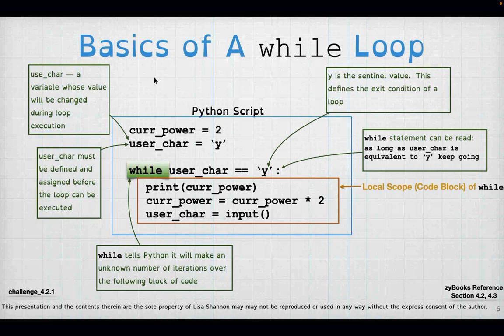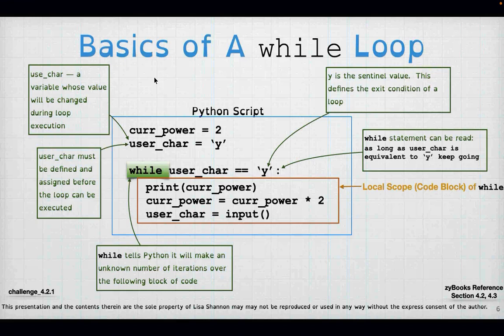Now, just like other forms of branching, while loops and for loops use global scope and local scope. We talked a lot about global scope and local scope last week. Same rules apply here. When you have a loop, you have to have a local scope to that loop. In this case, the local scope is the three lines under it. And Python will know that it's the local scope because you've properly indented it, just like you would have indented your if statement.